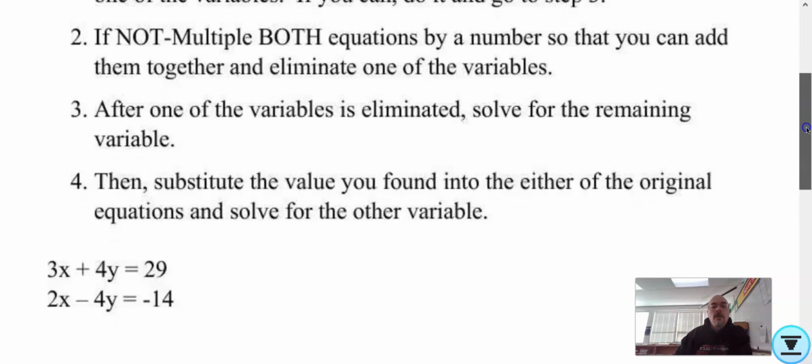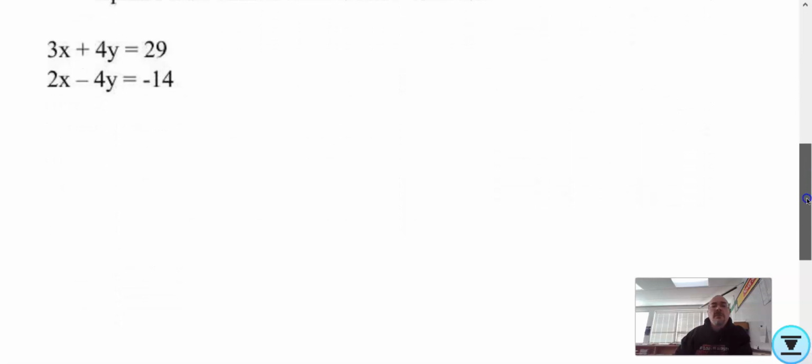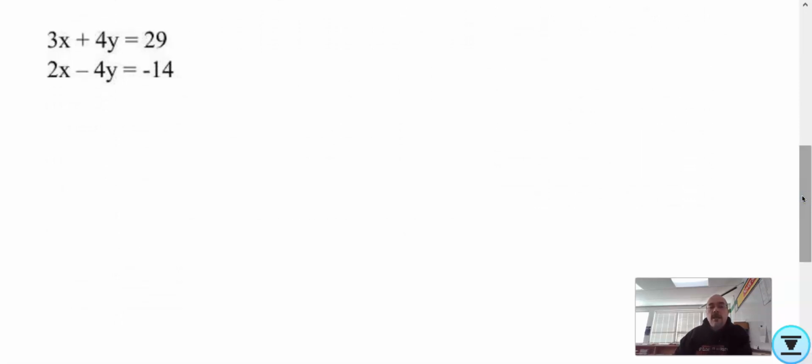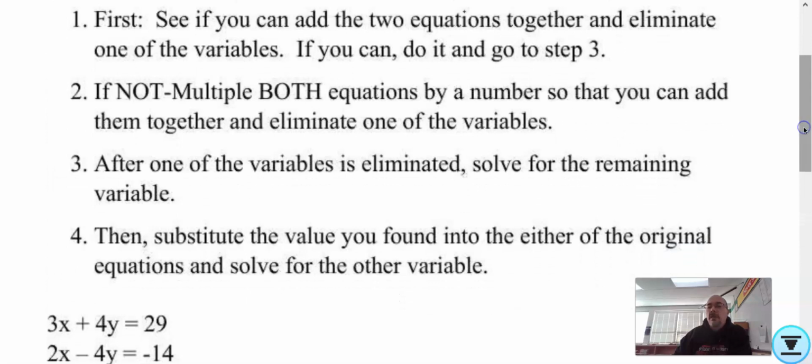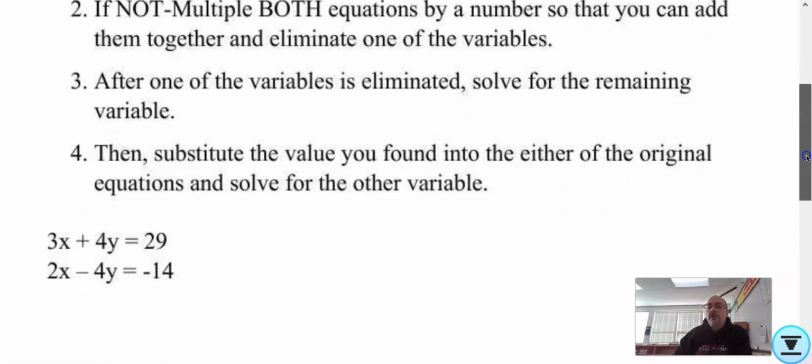Here we go. So the very first problem says 3x plus 4y equals 29. 2x minus 4y equals negative 14. So I'm going to locate, number 1 says, if you can add them together and eliminate one of the variables, let's see if we can do that. If you can, then we'll go to step 3.